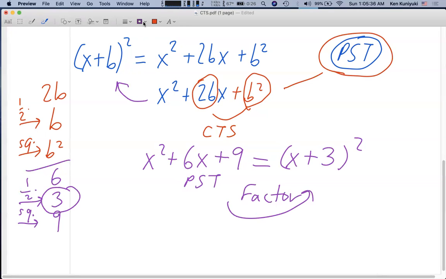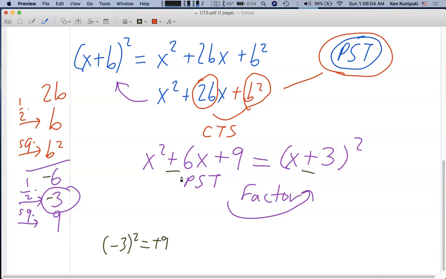Bear in mind that even if you start off with a minus sign here, x squared minus 6x plus 9, all right, well, you have negative 6 here. Half of negative 6 is negative 3, but the square of negative 3 is still positive 9. So it's still a plus 9 over here. But instead of an x plus 3 here, all squared, you have an x minus 3 here, all squared.